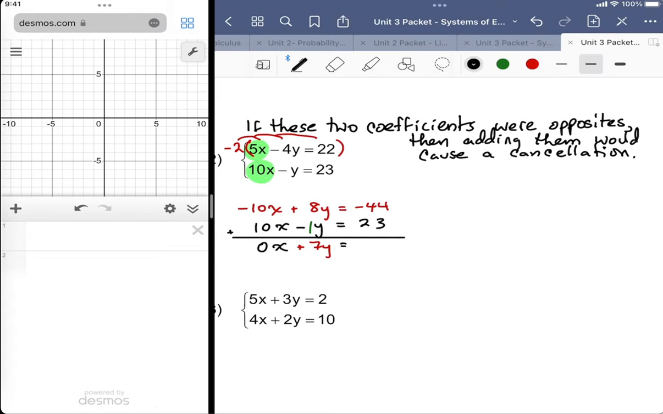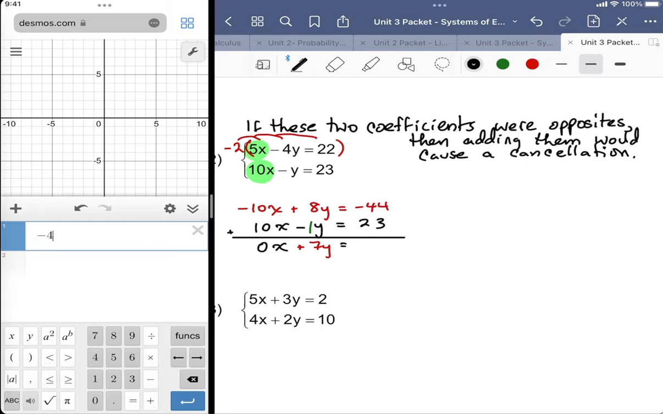Negative 44 plus 23. So is that negative 21? I don't know why I'm blanking on that. Huh, maybe I'm not blanking on that. Look at that.